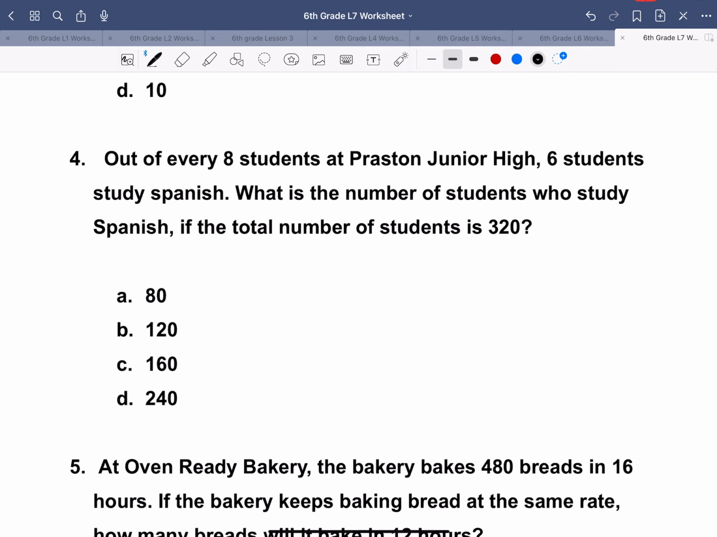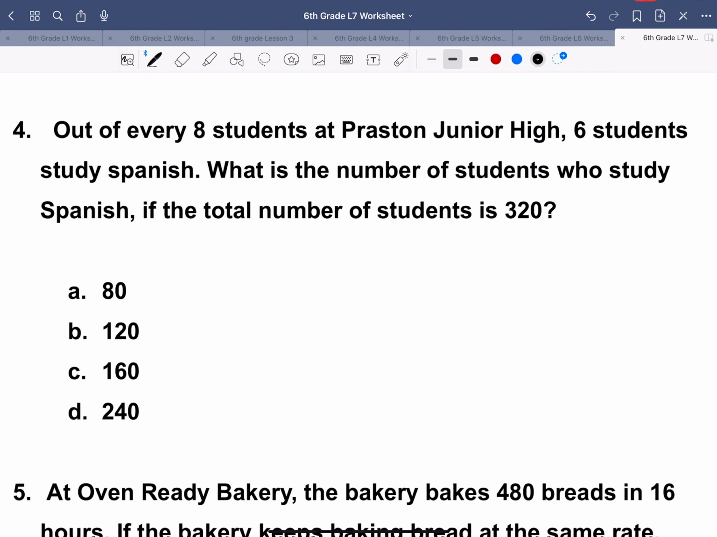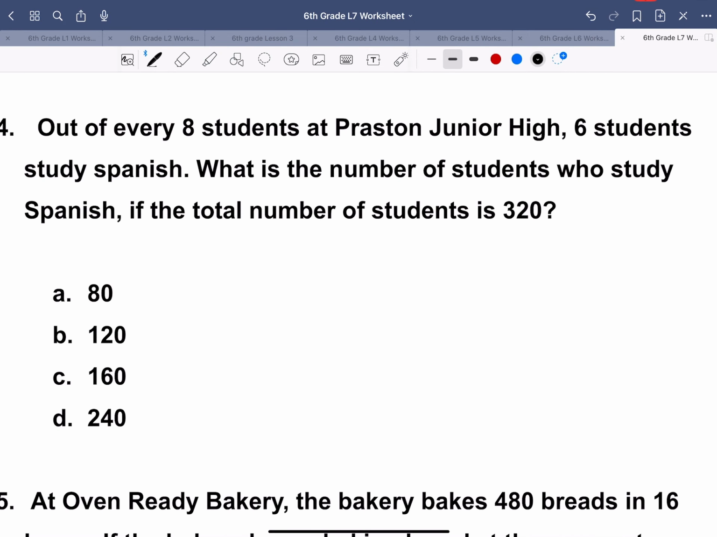Okay, number 4. Out of every 8 students at Preston Junior High, 6 students study Spanish. What is the number of students who study Spanish if the total number of students is 320? Okay, so we start off by dividing this by 8, which gives us 40. And from that, we multiply 40 by 6 to get the number of students who study Spanish, which is 240. And that's how I know your answer is D.